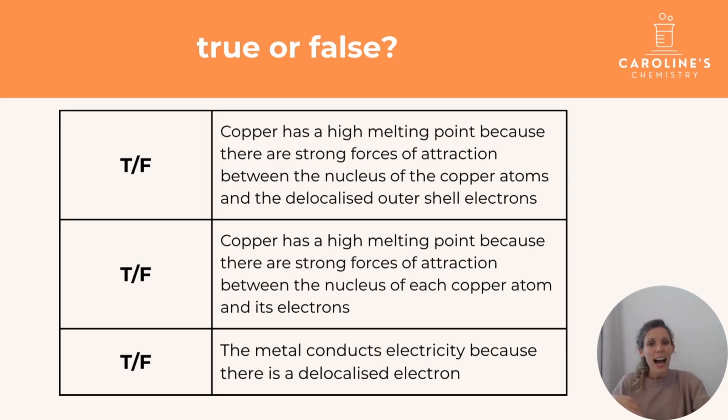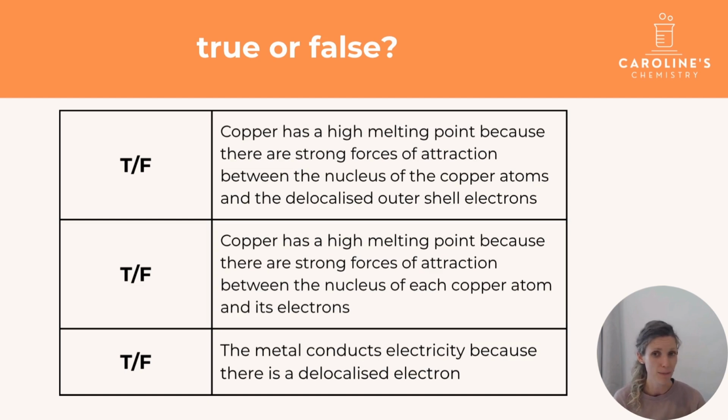As we have a look at each of these statements, see if you can decide for yourself whether or not these are true or false before I reveal the answer. Remember, these are designed to catch you out. So really scrutinize the words and think, is this correct? Is it the right word in the right place? So first one: copper has a high melting point because there are strong forces of attraction between the nucleus of the copper atoms and the delocalized outer shell electrons.